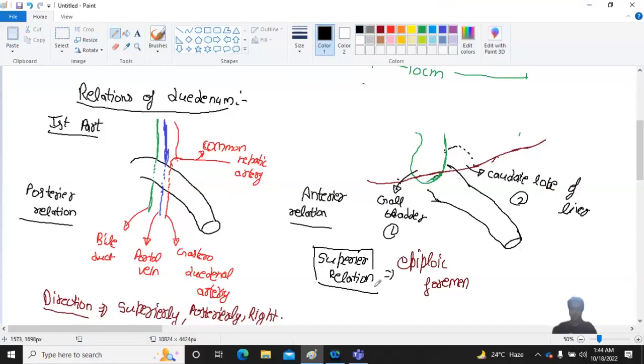And in the inferior relation, inferiorly we have which part? Head of pancreas. Because we know there is a curvature of the duodenum in which the head of the pancreas fits. So it is the inferior relation of the duodenum. So these are the relations of the first part.